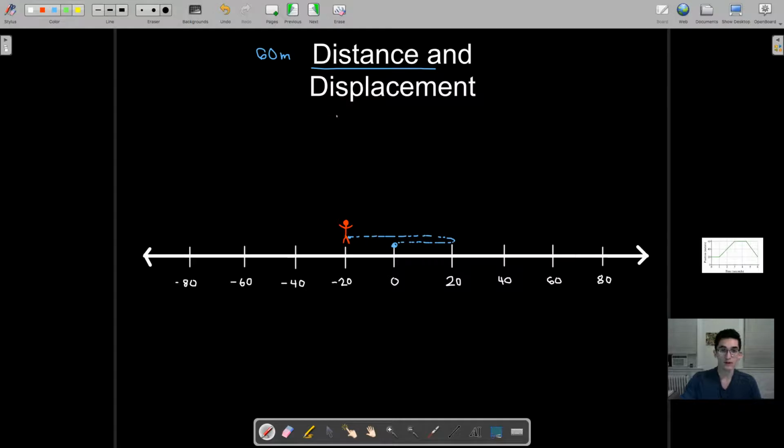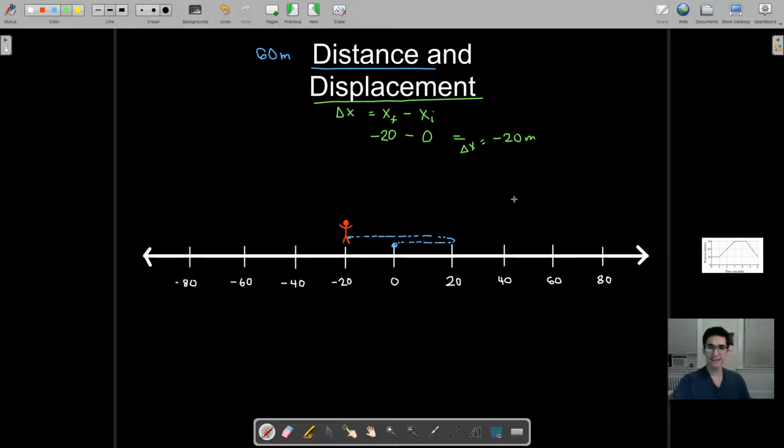Why? Well, our displacement is our final position minus our initial position. X final minus X initial. And our final position, where we ended up, was at negative 20 on the number line. So negative 20 is our final position. And our initial position is just the origin, 0. So negative 20 minus 0 gives us just negative 20. And that is our displacement.